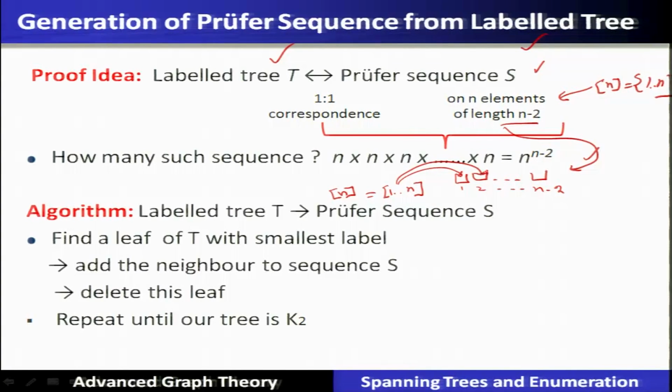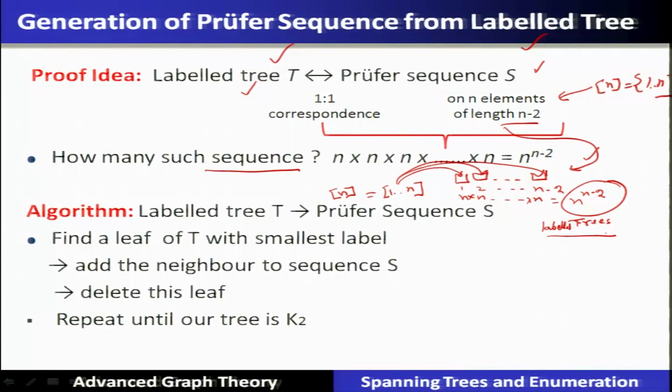Similarly, in the other container also we can choose any of these n numbers, and so on. So that means n multiplied by n, and so on, up to n minus 2 times. If you multiply, that becomes n raised to power n minus 2. So how many such sequences are possible? That number is n raised to power n minus 2, and every sequence represents a specific labeled tree. So how many trees will there be? That many spanning trees are possible.